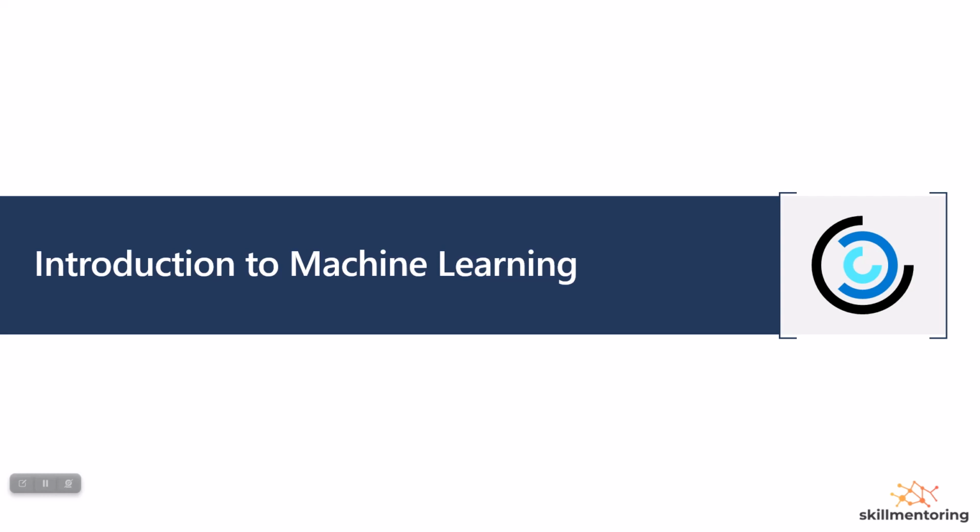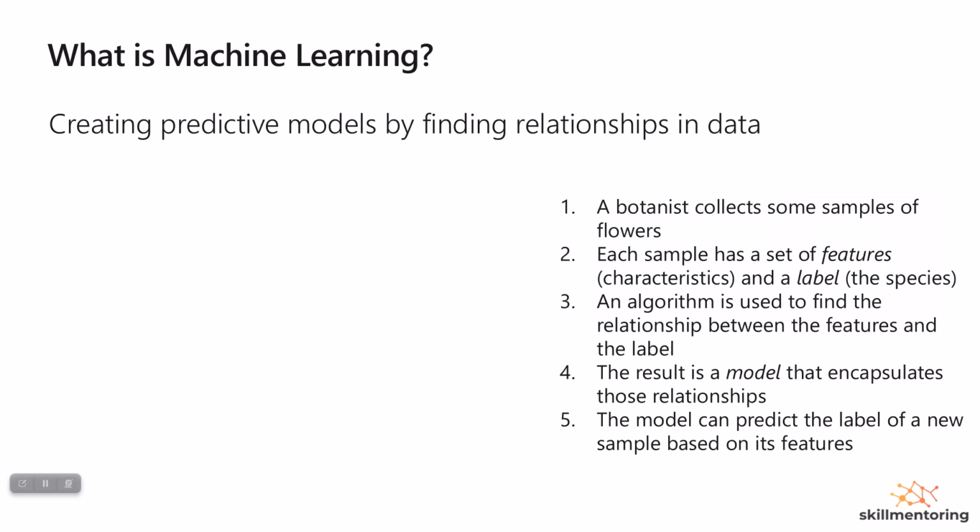Machine learning is one of the very popular buzzwords in modern technology, and you will hear that machine learning is used for creating artificial intelligence. Let us first of all explore the very basics of machine learning. Machine learning primarily deals with creating predictive models by finding the relationship between the data.